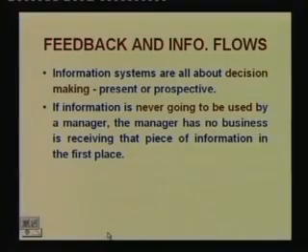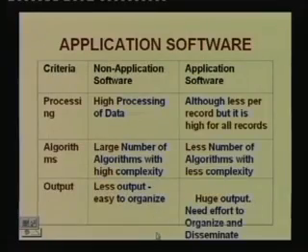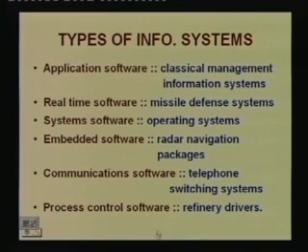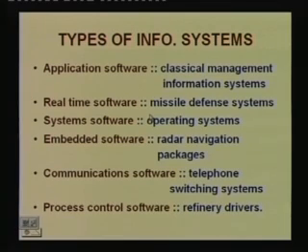Now let us try to see the various types of information system we can identify. Some of them are here: the application software, the real-time software, the system software, embedded software, communication software, and process control software, right? So the first thing, the application software. The application software are the classical management information system. Basically, this is the domain with which we shall mainly deal, the application software.